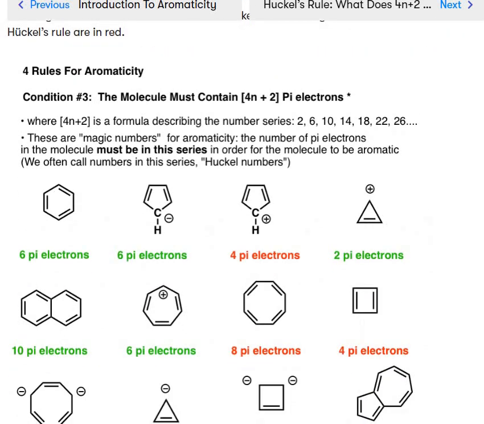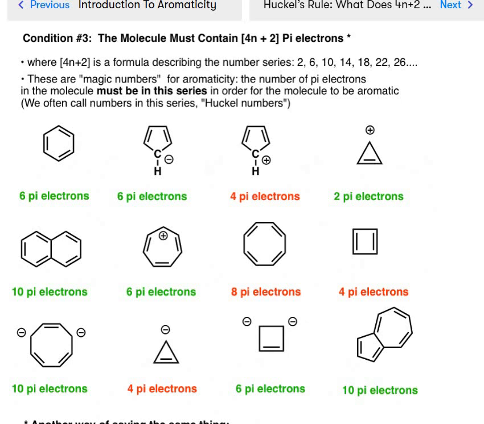So, rules for aromaticity, third condition: the molecule must contain 4n plus 2 pi electrons, where 4n plus 2 is a formula describing the number series 2, 6, 10, 14, 18, 22, 26. And these are magic numbers for aromaticity. The number of pi electrons in the molecule must be in this series in order for the molecule to be aromatic. We often call numbers in this series Hückel numbers.